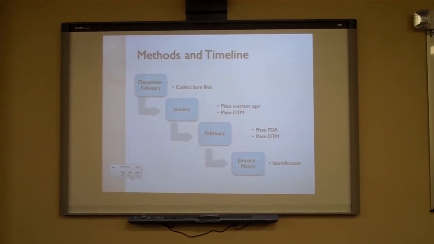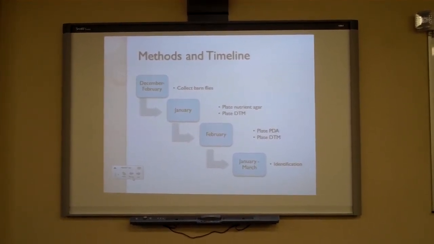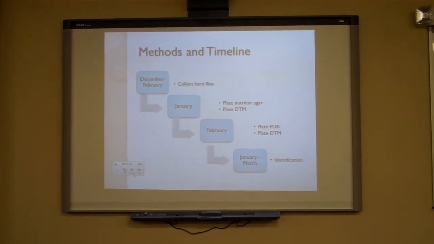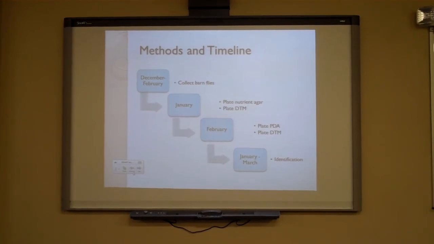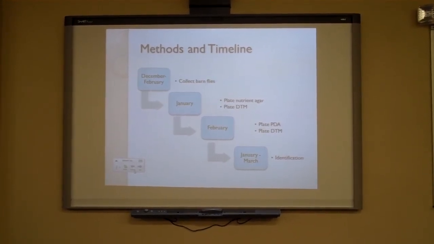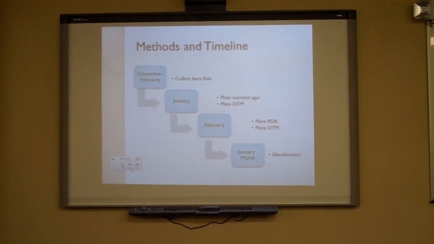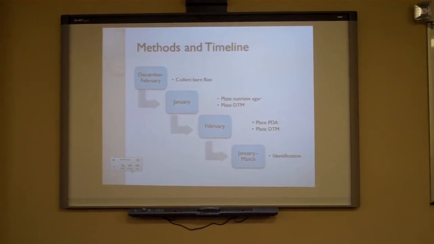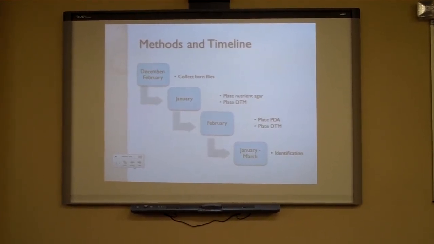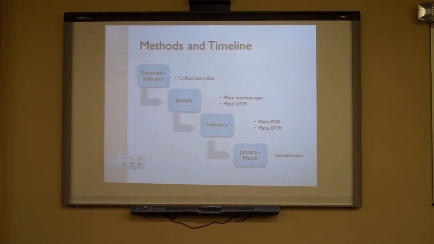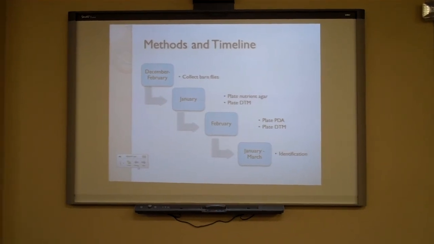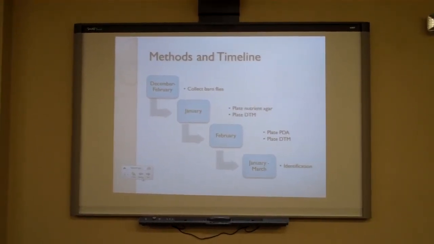So my methods and timeline: I've already started collecting barn flies in December, and it's going all the way through February. I'm going to extend it up to March, only if I do not find any dermatophytes in the first collections. However, I'm plating my agars starting in January. I'm going to start off with the nutrient agar. There's no specific reason for this. Both agars are used to promote the growth of fungus. It takes about 2 weeks for dermatophytes to grow.